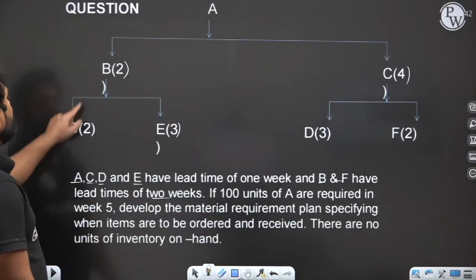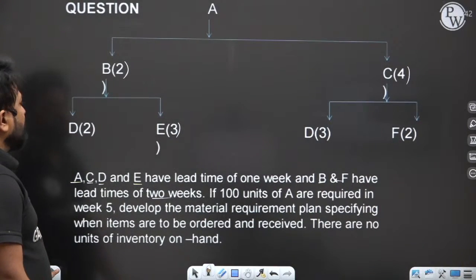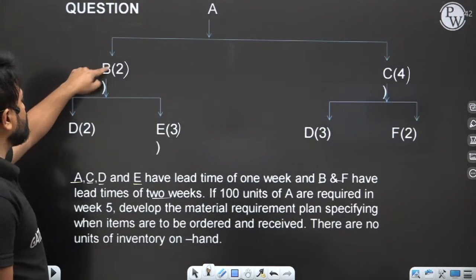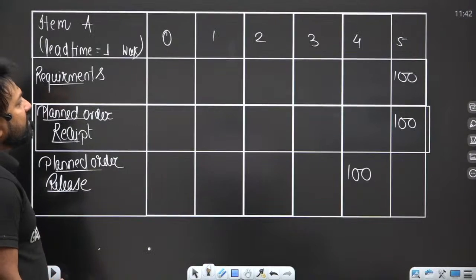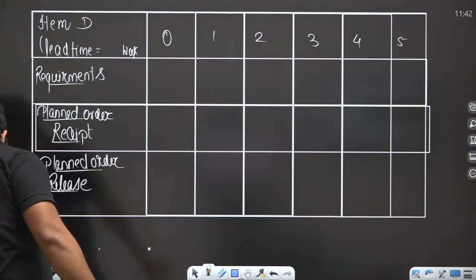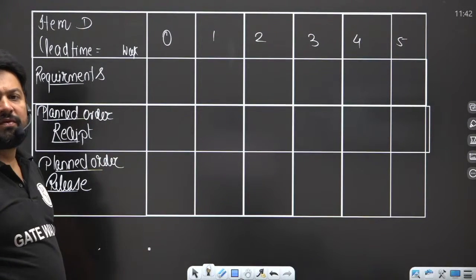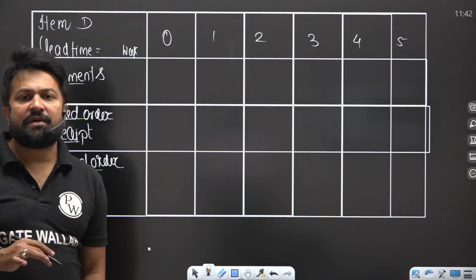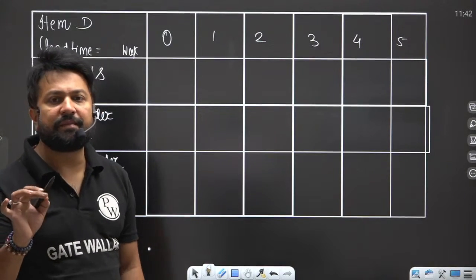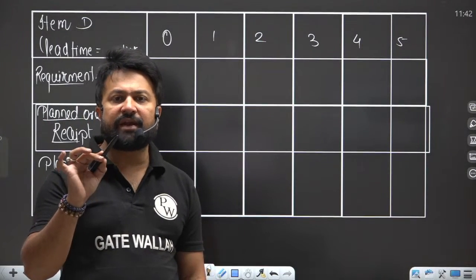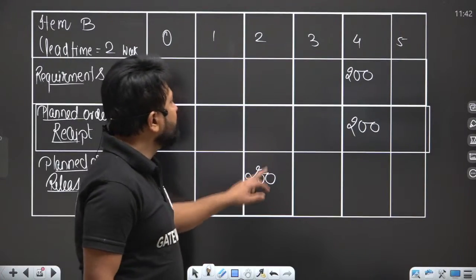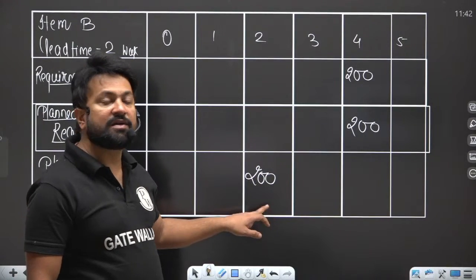Now let's talk about the D. Okay, now let's talk about the D. D is required in the ratio of 1 to 1. Now I am writing for D. So my dear, please try to understand. We are releasing the B. We are releasing the B in which week? Basically in the second.